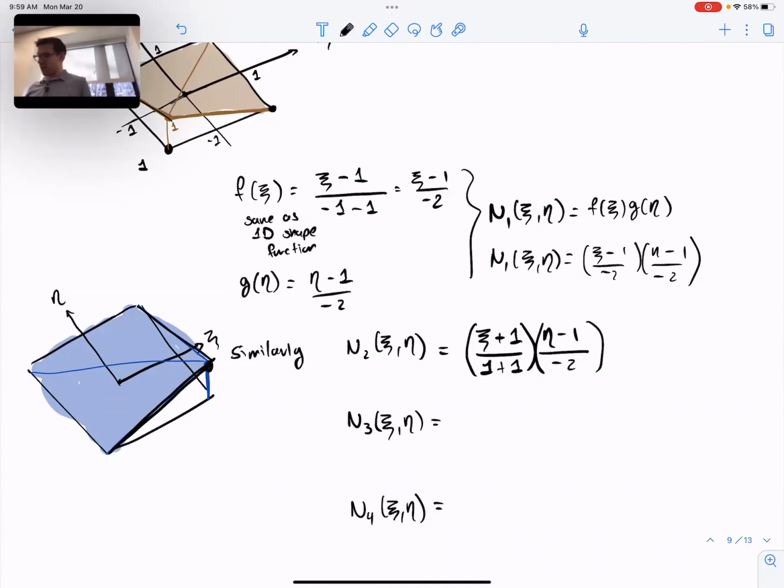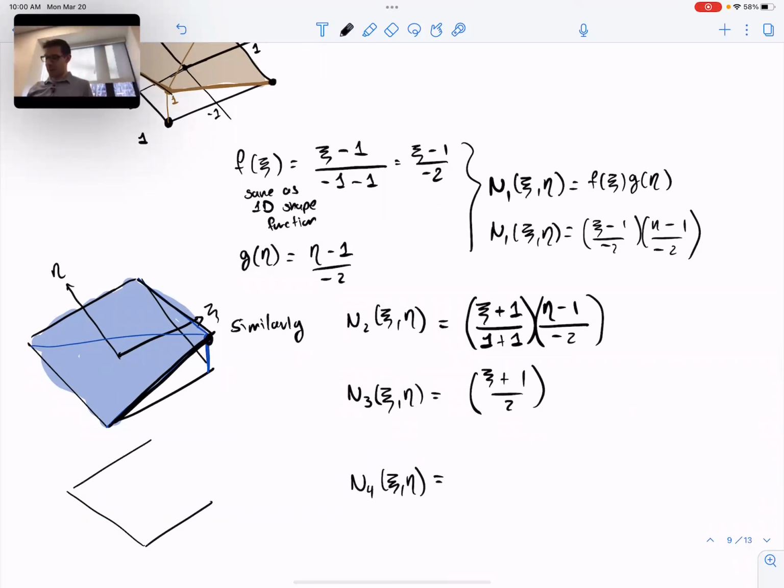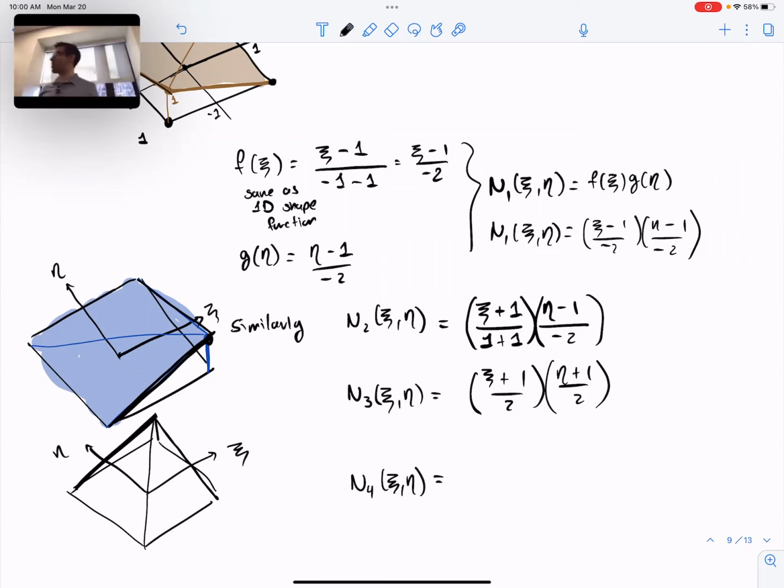All right, so the third shape function, I'm not going to draw it, but this part is going to be the same: psi plus 1 over 2, because the third shape function in that upper corner will have the same. Maybe I'll do it. So now we want this one. For psi, we still want it to go up. And then for eta, now we also want the eta to go up. So this is going to look like eta plus 1 over 2.